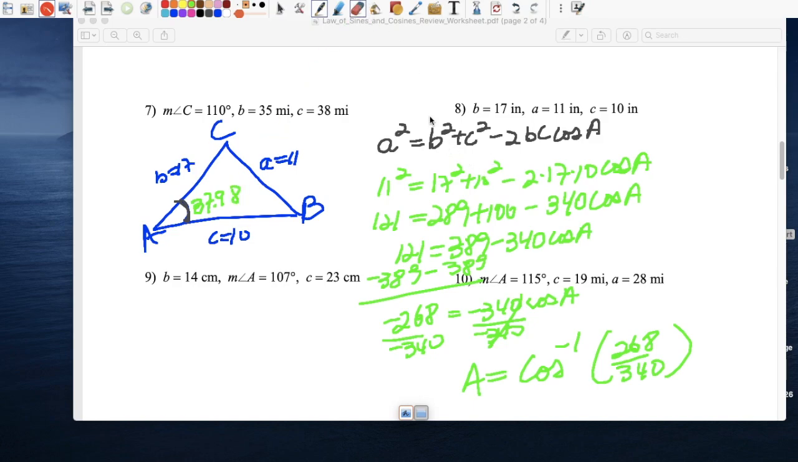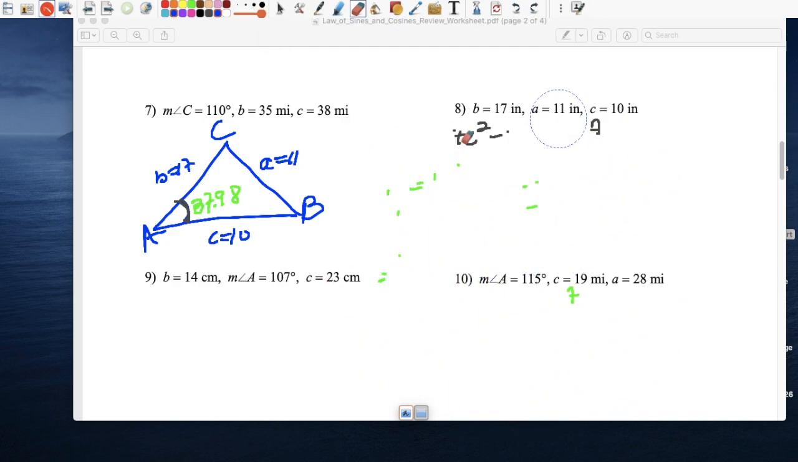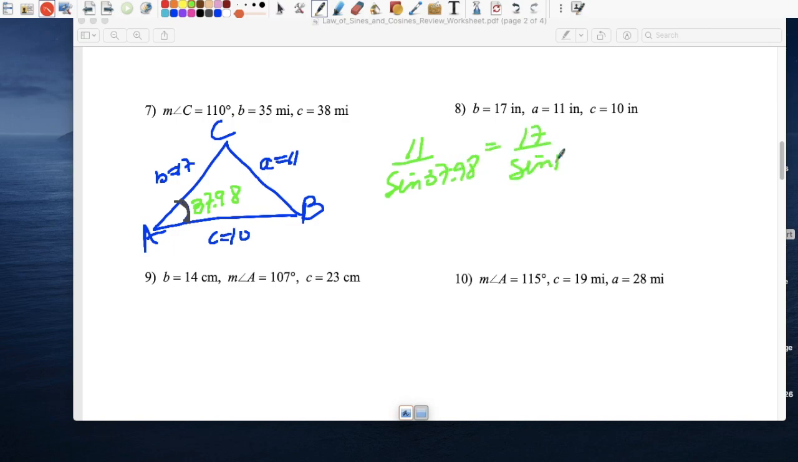And just like we did in problem 6, you can now set up the 3 proportions, find one more angle, and then you're going to have 2 angles. You can subtract that from 180. So 11 over sine of 37.98 equals 17 over sine of B equals 10 over sine of C. Cross multiply those two.